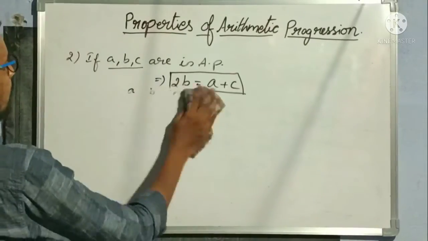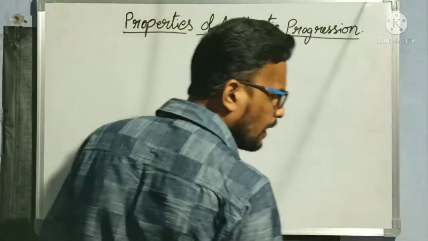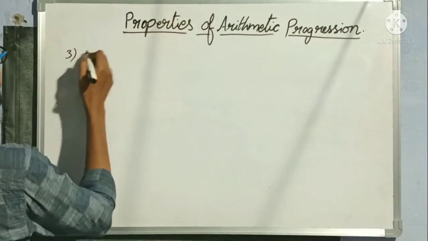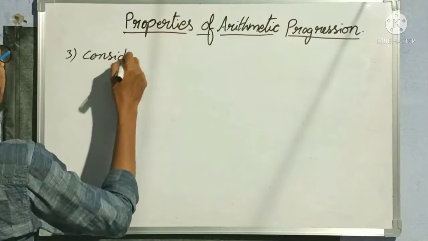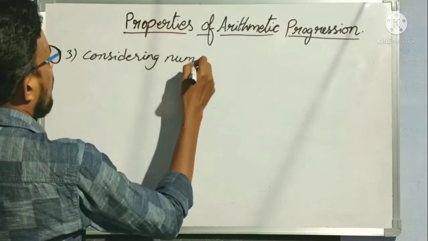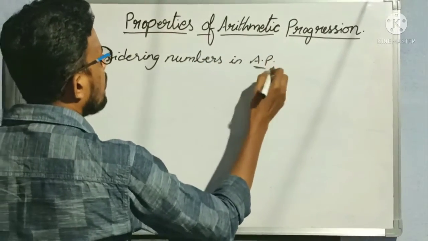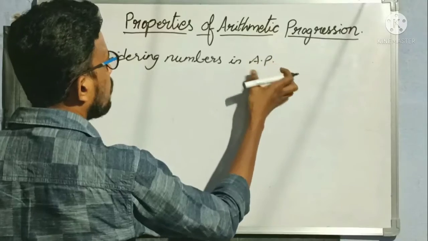Next, the third property. The third property is considering numbers in AP. How can we consider numbers in AP? That is also very, very important. Considering numbers in AP. AP means arithmetic progression, not Andhra Pradesh, okay?